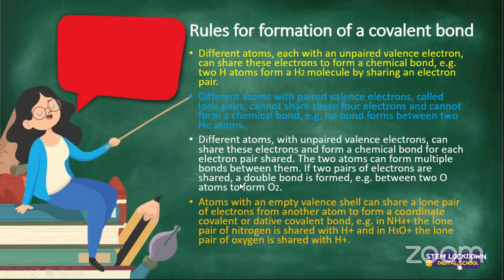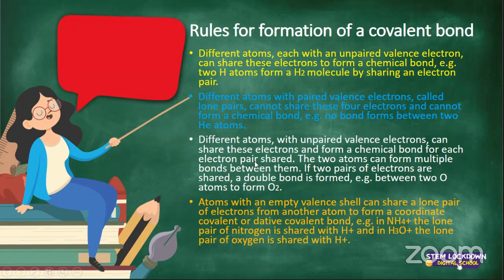And then different atoms with paired electrons, called lone pairs, cannot share these electrons and cannot form a chemical bond. That is, under normal circumstances, you will not have a bond between helium atoms, right? The other thing is that if the outer energy level is completely filled, you will not have bonding. Those atoms with an outer energy level that is completely filled will not bond.